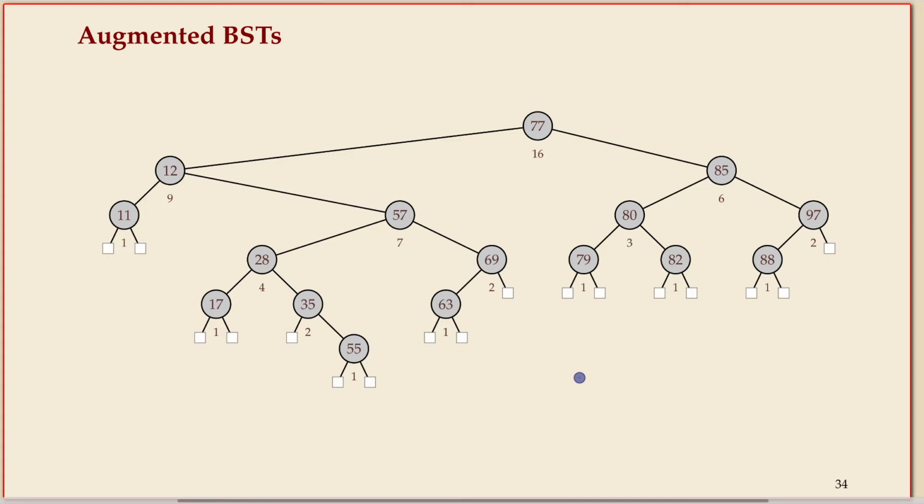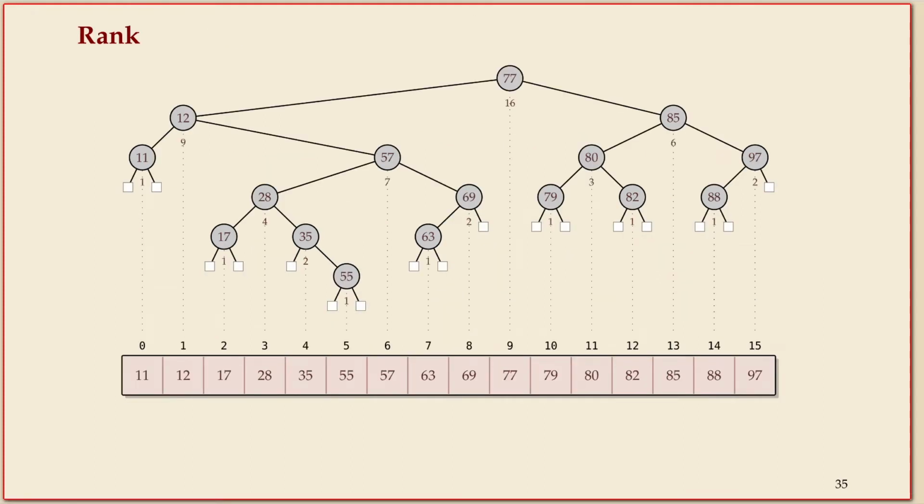Now, how is that useful to answer these operations? Let's do our example from the question again. As always, we start with a search. That's really the only thing I taught you about binary search trees. So what else should we do?